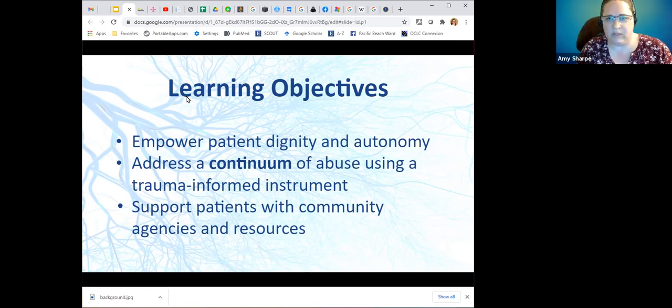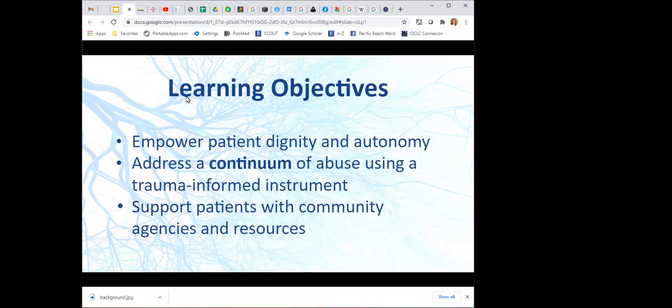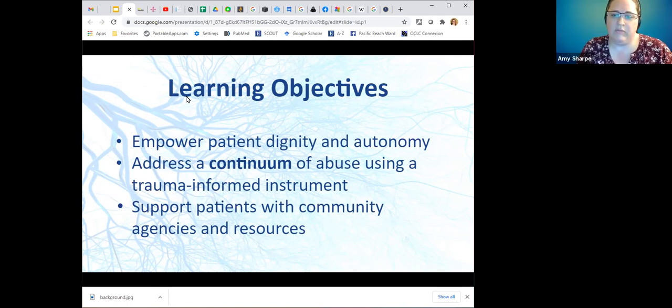Also, and Kat will get into this more, human trafficking is not something that's regulated, so we need to address it. The tool covers those things and helps us include human trafficking in that process. So that's one way to get the stakeholders to address this if they're unwilling to make changes. Also, it helps to support patients with community agencies and resources.